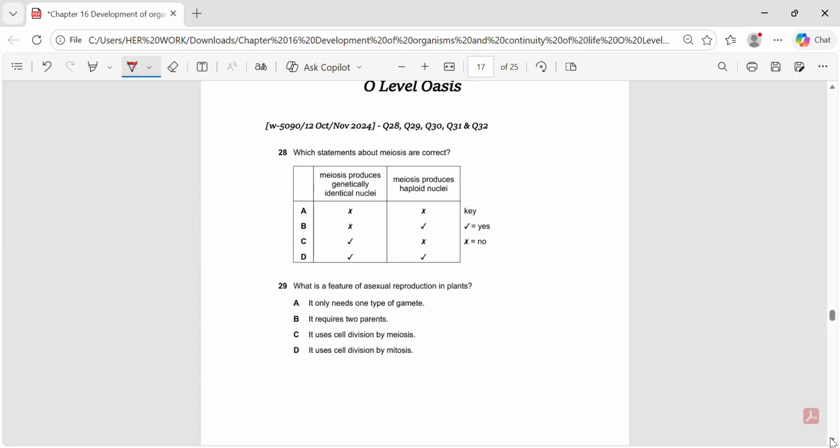So, the statement that meiosis produces haploid nuclei is correct. Therefore, when we combine both statements, the correct option is the one where the first statement is false and the second statement is true. Hence, the correct answer is B.